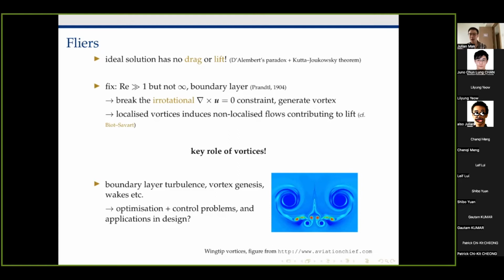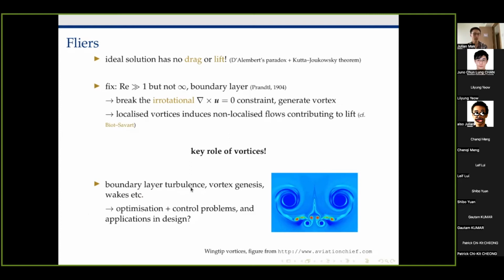This is a bit like the Biot-Savart law, if you remember from electromagnetism. If you have a wire with a current going through it, you have a non-local magnetic field. In this case, you have a localized, line vortex, and that generates a non-local flow, and that's the thing that ends up giving you the lift.